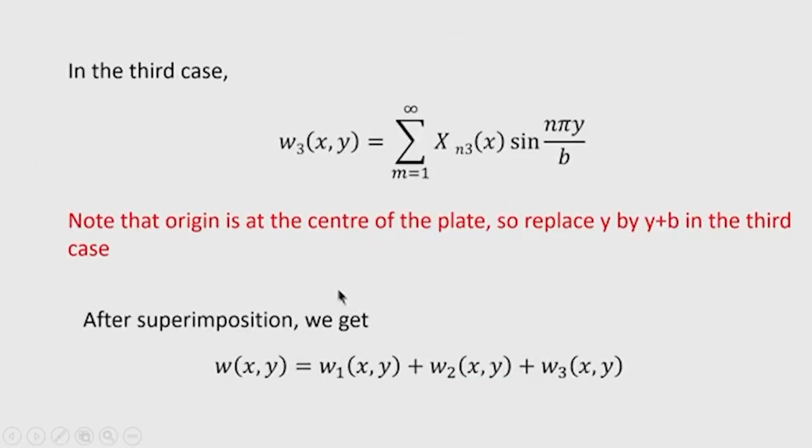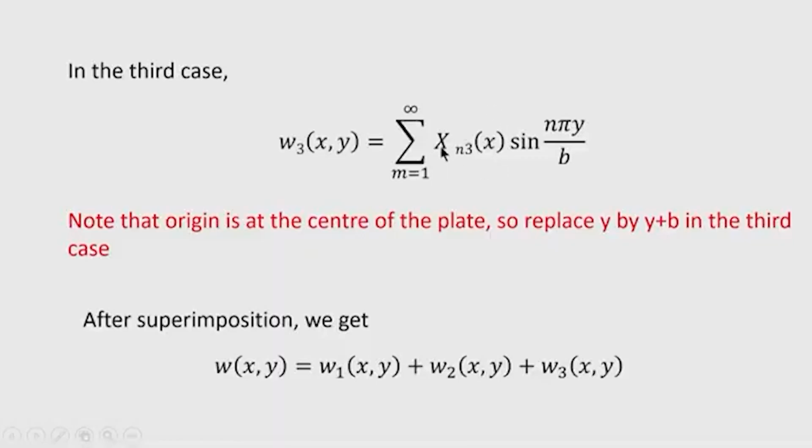In the second case, that is the third case, in this condition, the moments are applied along the edges x is equal to 0 and x is equal to a. For that, the Levy's series can be written as capital X is a function of x into sin n pi y by b. The Levy's series is now interchanged, that is, the sine function. Previously the summation was with m, that is the half wave number along the x direction. Now it is with respect to n, that is the half wave number along the y direction.